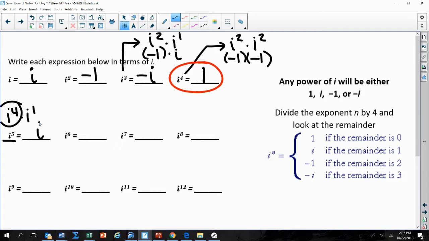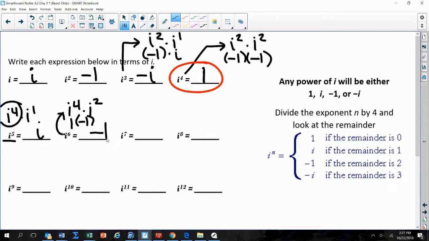How can I break i to the 6th down using i to the 4th? That would be i to the 4th times i to what power? The 2nd, right? What is i to the 4th? 1. What's i to the 2nd? -1. What's 1 times -1? -1. Anybody notice something interesting that's happening?